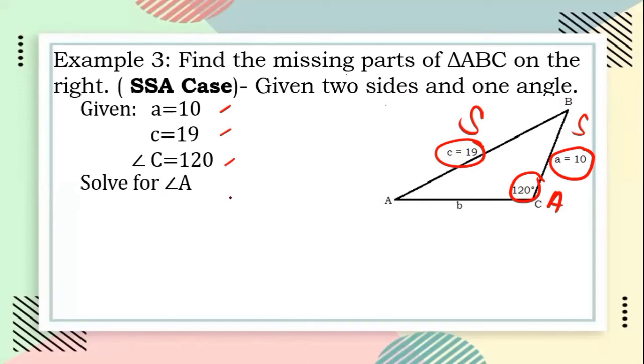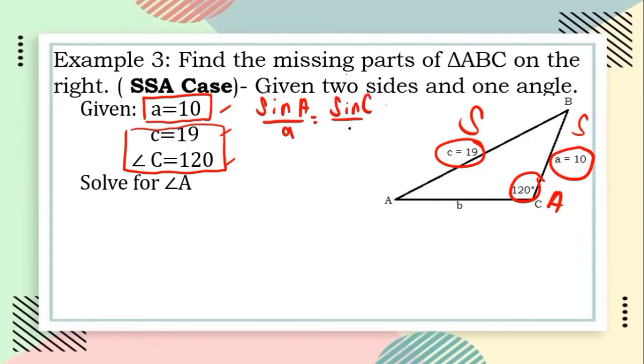Now let us solve for the angle A. Alright, so as you can see, our given here is side a and side c. So we're going to use sine A over a equals sine C over c. Since A is missing, we're not going to write anything here aside from sine A, and the value of a is 10, and then sine C, angle C here is 120 degrees.